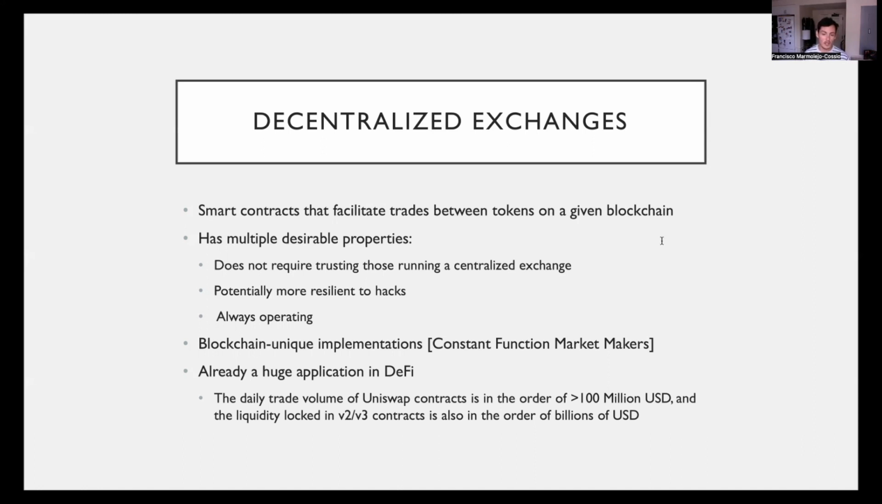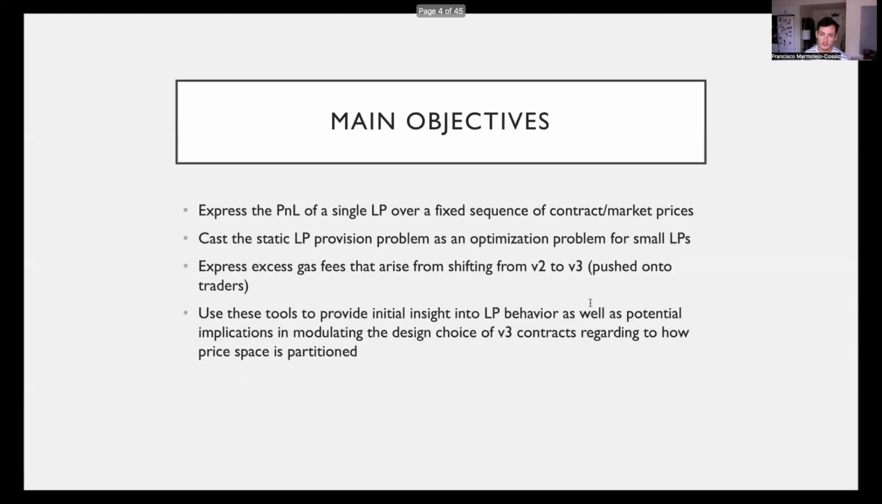And this is already a massive application in DeFi, if not one of the biggest, where the daily trade volume of Uniswap contracts is in the order of more than 100 million USD. And there's a commensurate amount of liquidity that's also locked in these contracts. So really, it already is a big application that's being deployed and used consistently on blockchains.